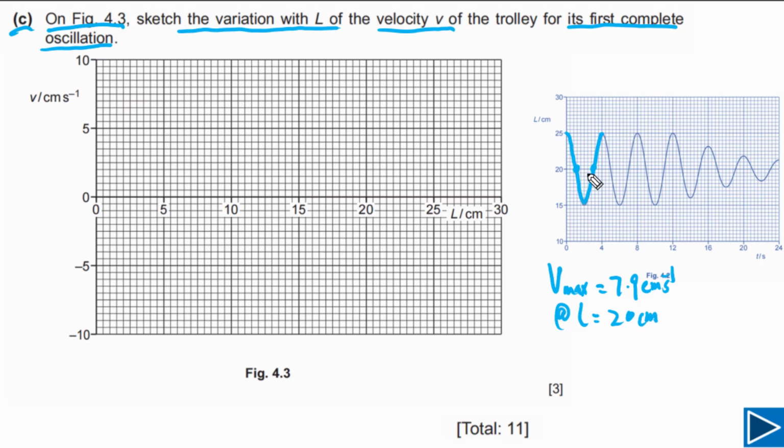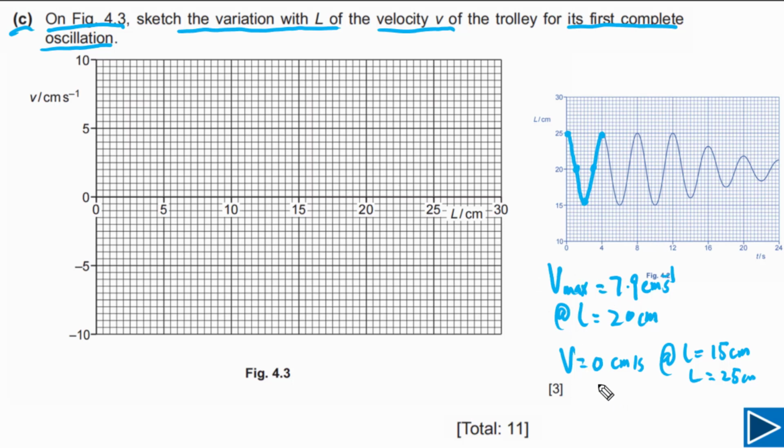We can also see from here that V is equal to 0 at this point, when L is equal to 15, so V is equal to 0 centimeters per second. We can say at L is equal to 15 centimeters, and this is also equal to 0 at this point. Initially it is 0, so we can say L is equal to 25 centimeters. And again, when it completes the cycle, L is again equal to 25 centimeters, so V is again equal to 0. Now simply we have to use this information, and we can sketch the graph.